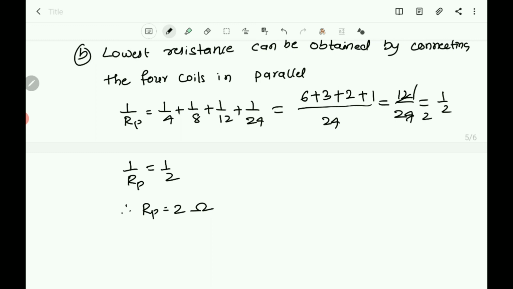In this way, by connecting in series you will get maximum resistance. By connecting in parallel you will get the lowest resistance. That is the minimum resistance here.